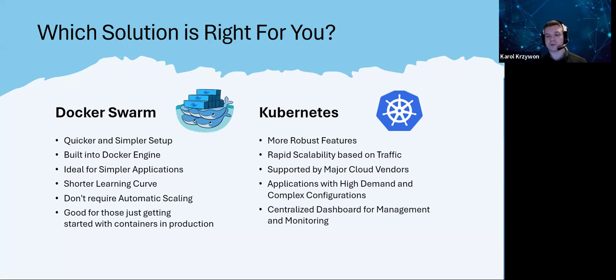However, if you need more robust features, rapid scalability based on traffic, and support from major cloud vendors, Kubernetes then might be the better choice. It's well suited for those applications with high demand and complex configurations, as I've mentioned, and offers really advanced automation features, a high degree of customization, and a really comprehensive solution for deploying and managing containerized applications.